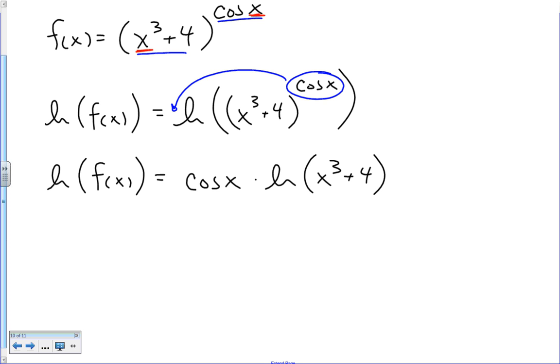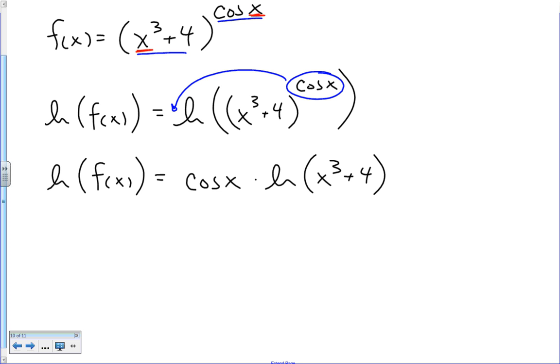And now if you look at what you've got, on the left side here I've got a composition of a natural log and f of x. Those are both things I know how to find the derivative of. On the right side I've got a product of cosine and natural log of, actually, a composition over there. Those are all things I know how to find the derivative of. I no longer have this form where I had an x in the base and an x in the exponent, and thus had a problem of figuring out how to find the derivative of it.